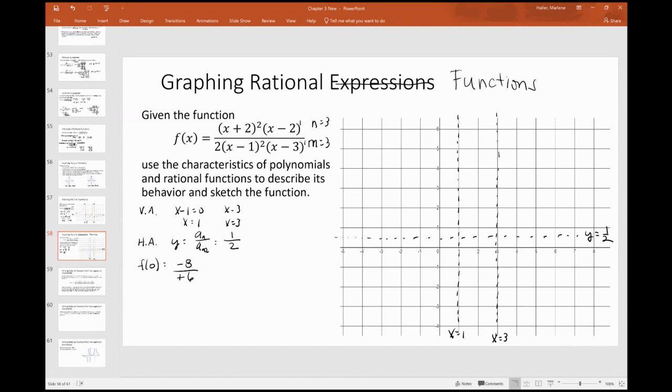It's a positive 6, isn't it? Negative 1, 0 minus 1 is negative 1 squared, right? And that's 1 times 2 is 2 times negative 3. Okay, so it's positive 6. Or if we reduce that down, that's going to be negative 4/3.